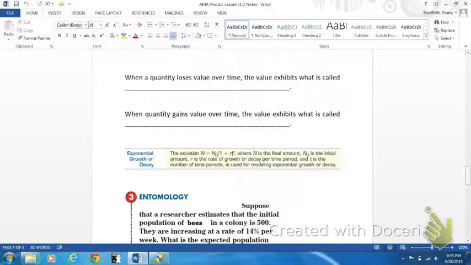Okay, on the next page, we're going to talk about what it means in terms of a word problem or an application. When a quantity loses value over time, the value exhibits what's called exponential decay. So when something goes down over time. And then when something gains value over time, that's called exponential growth.